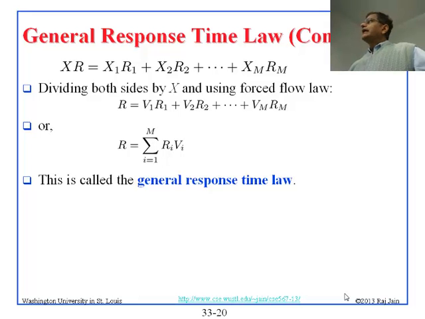And so this is the general response time law. The general response time law is R is equal to the sum of Ri Vi. All of this is simple, straight mathematics. There are no assumptions here. Regardless of what happens, if you know the visit ratios and you know the response times, you can multiply them and add them. All right, I will stop here.